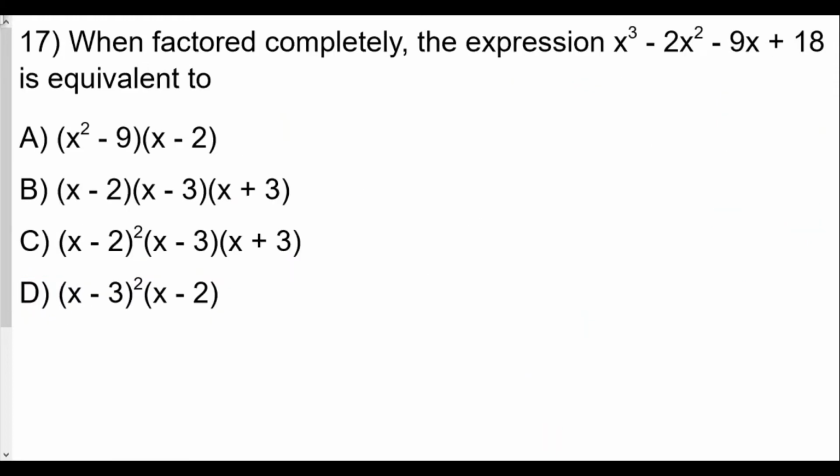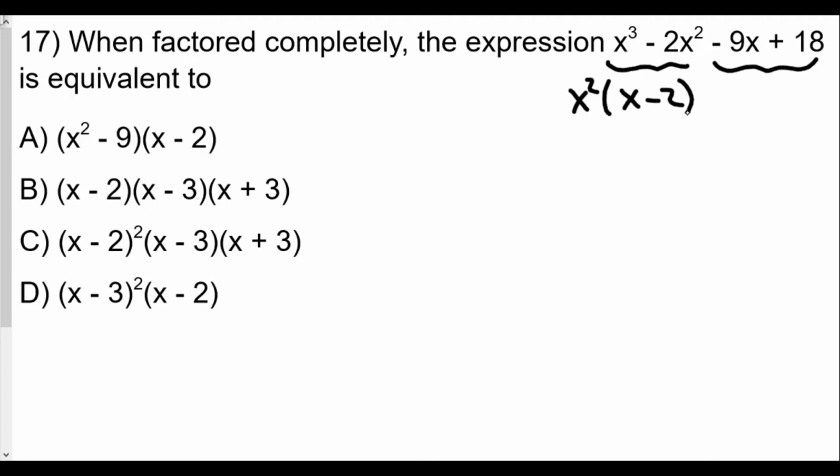When factored completely, the expression x cubed minus 2x squared minus 9x plus 18 is equivalent to, well, this is definitely going to be our factor by grouping. So we're going to factor the first 2 terms and then the second pair. Well, the greatest common factor between x cubed and 2x squared is definitely x squared. And when you divide both of those first 2 terms by x squared, we get x minus 2.